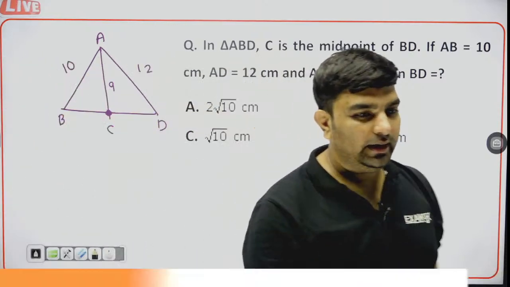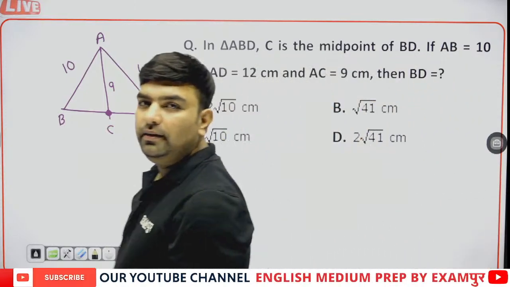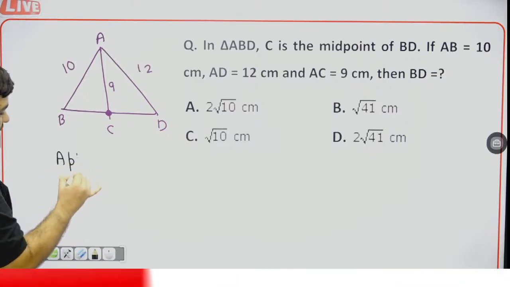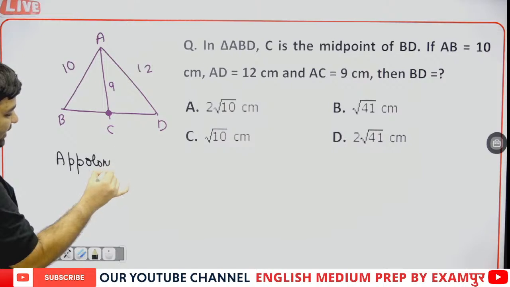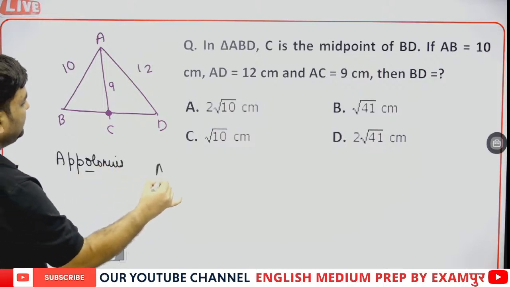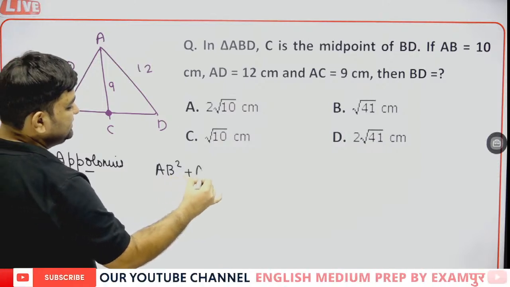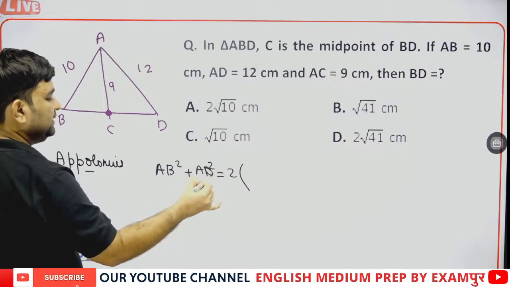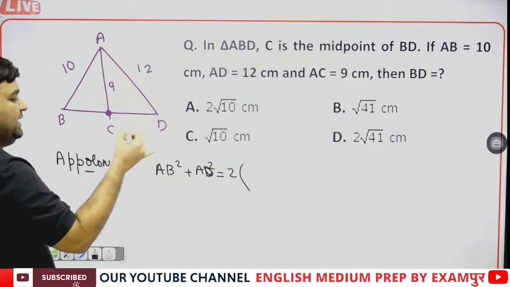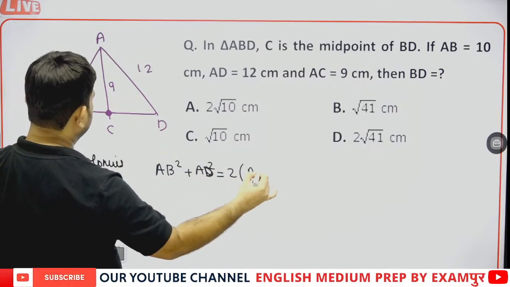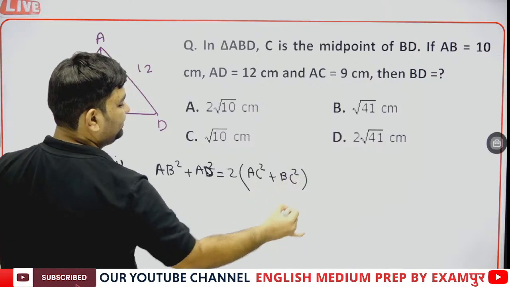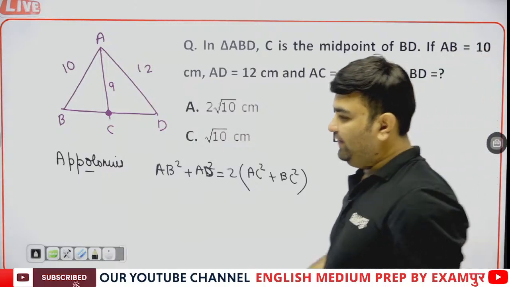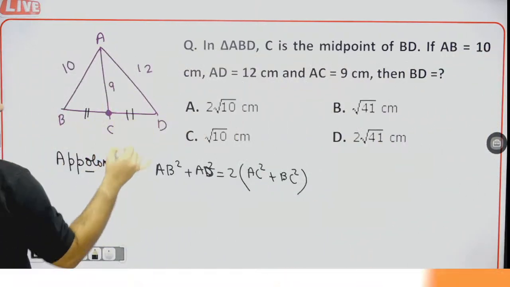And in case of median, guys, what is the theorem which is valid? Apollonius's theorem. Apollonius's theorem is valid in case of medians. Here it is AB square plus AD square is 2 times AC square plus BC square. If this is a median, Apollonius's theorem is valid.